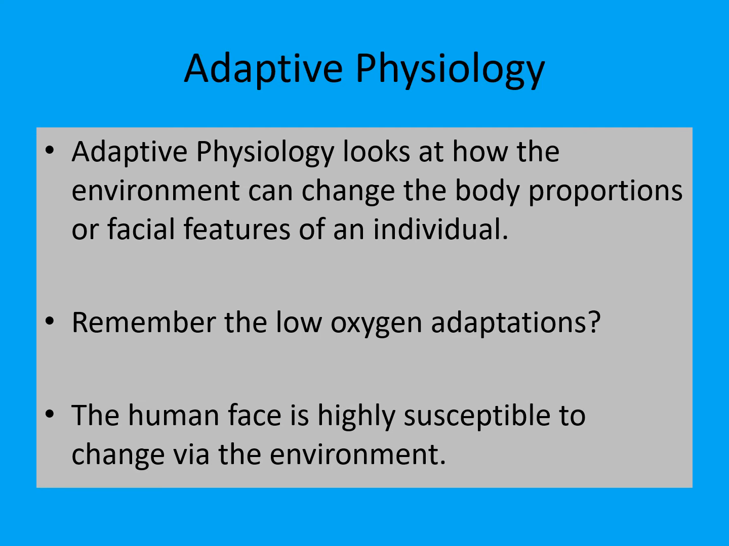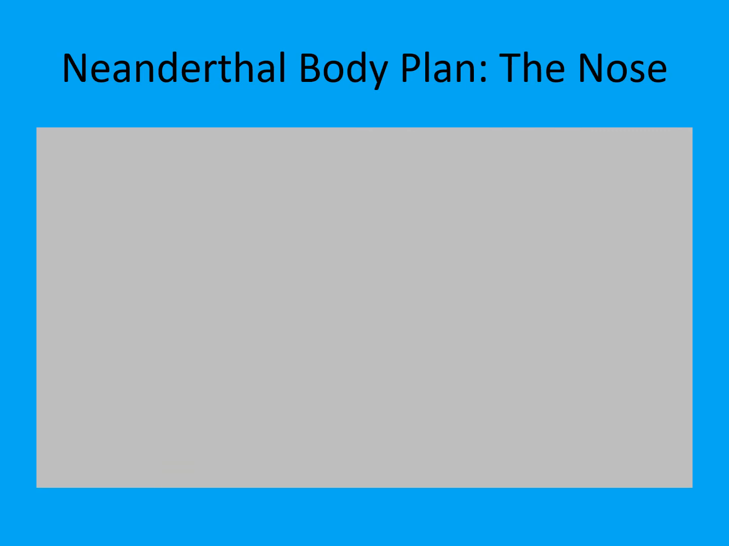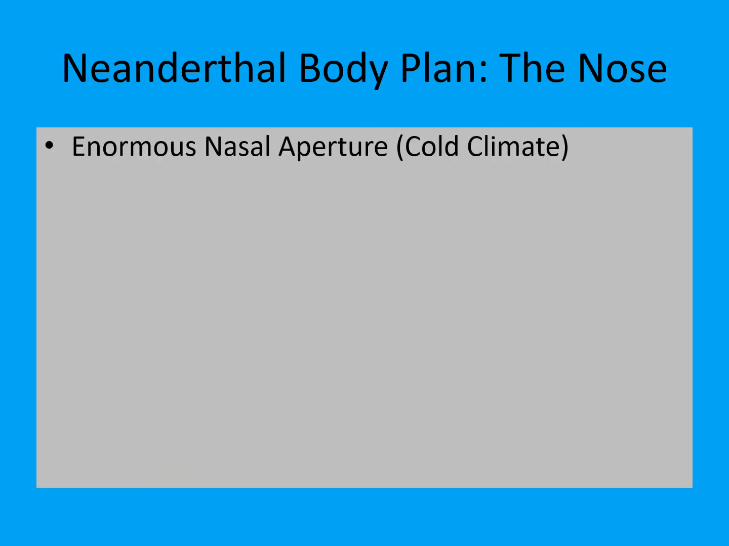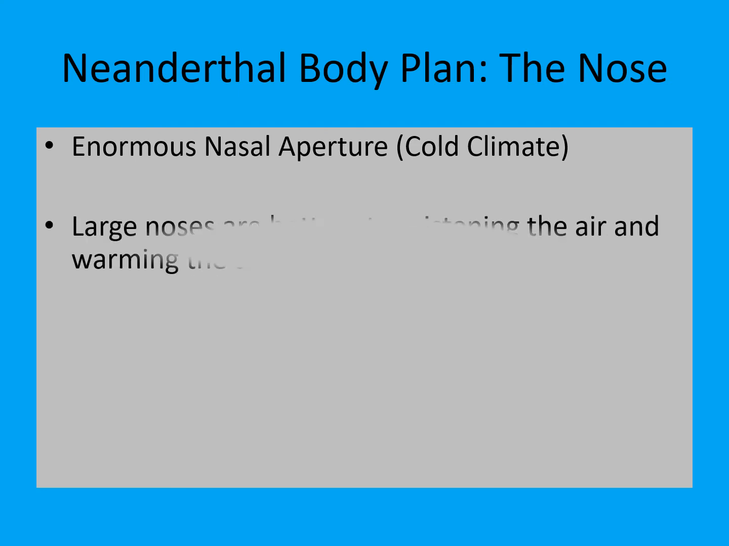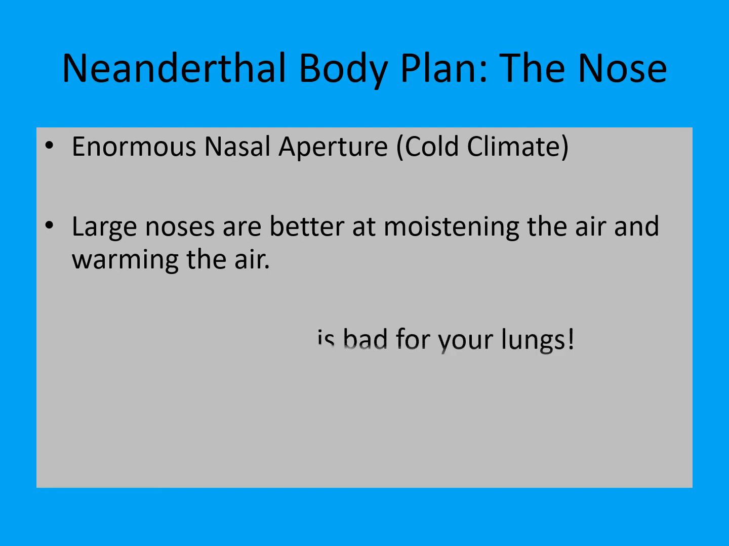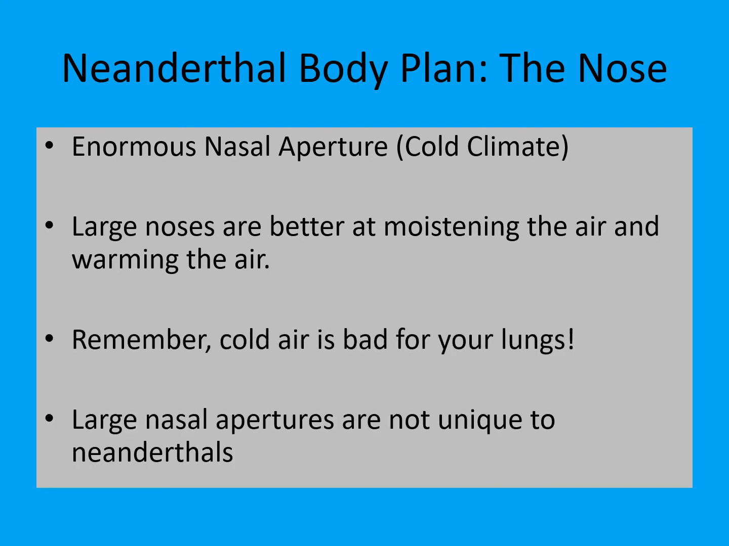We've talked in our lectures, back when we were in class, about modern human variation and how important the nasal cavity was for proper lung function. So if we look at the Neanderthal body plan, they had enormous nasal apertures, or nose holes, which was thought to be a clear adaptation to cold environments. The larger noses are better at moistening and warming the air before it hits the lungs. Remember, cold air is really bad for your lungs. Larger nasal apertures are not unique to Neanderthals, though. We see them in humans as well.